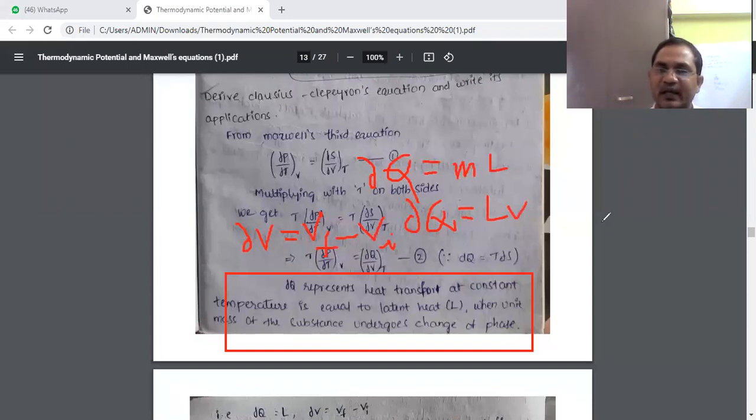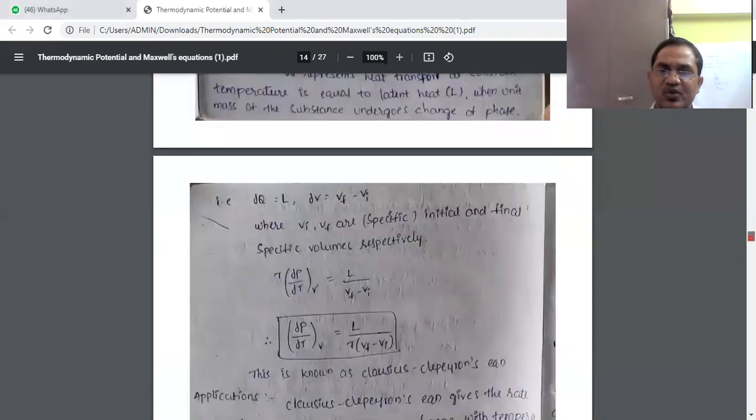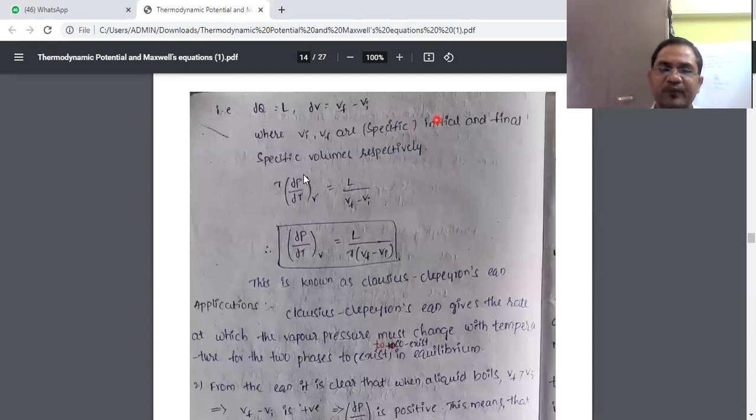Now, let us see what we get. By substituting ∂Q equal to capital L and ∂V equal to the change in volume, Vf minus Vi, the equation becomes T(∂P/∂T) at constant volume equal to L by (Vf minus Vi). So from this equation, ∂P/∂T is equal to L by T(Vf minus Vi). So what is the final equation?